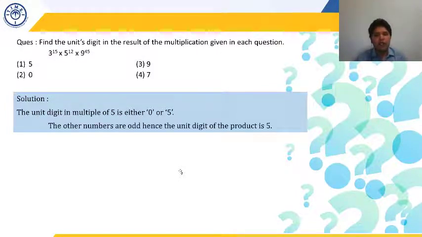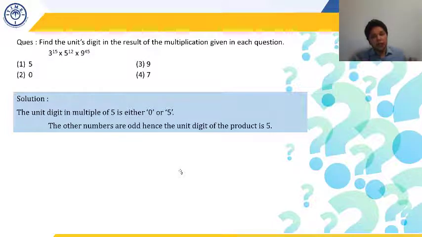So I hope this is clear. The answer to this question has to be 5. But why 5? Again, let's revise what we have discussed. We have discussed only two things here. 5, whenever multiplied with any even number, will always give you last digit as 0, and 0 multiplied by anything, the last digit is always 0. Similarly, 5 when multiplied by any odd number will always give you 5 as the unit place.